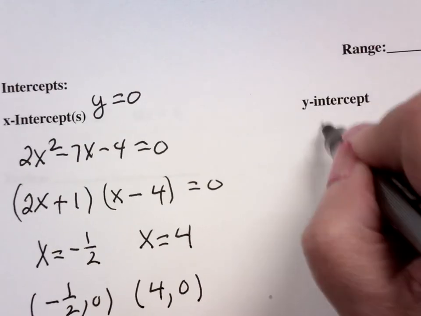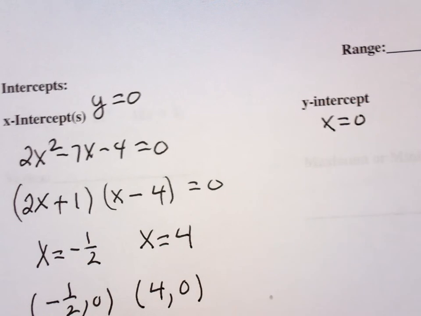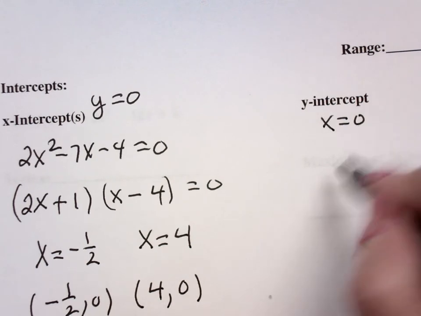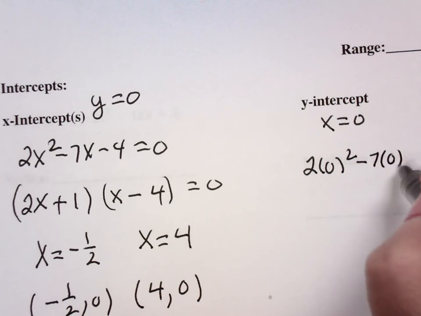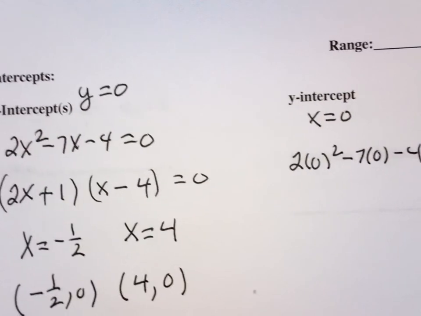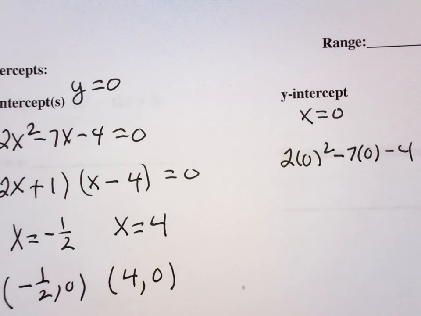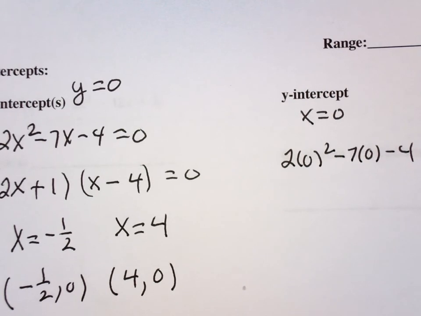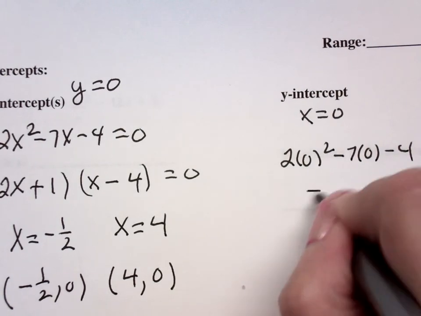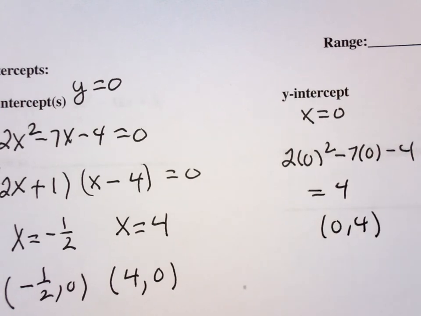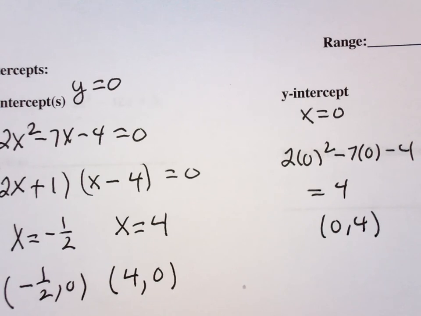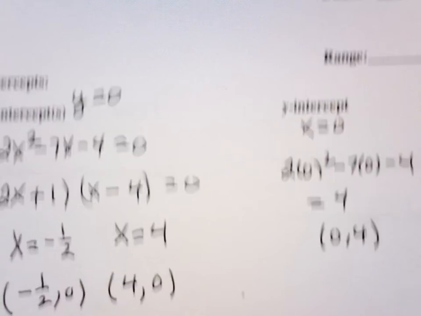The y-intercept is easy peasy. That's x equals 0. So that's 2 times 0 squared minus 7 times 0 minus 4. And if you think about it, it's the constant. That's all you're left with, is the constant. The constant is negative 4. So now I've got x-intercepts, I have the y-intercept, I have the vertex. I've got more than enough to graph this sucker.